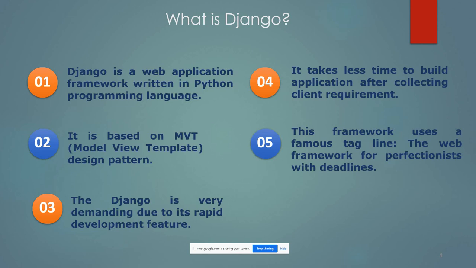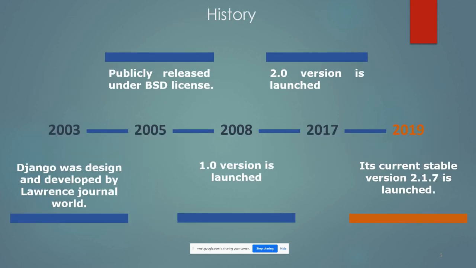Maximum web applications, maximum people are changing their previous versions to Django. Earlier they were implemented using PHP or .NET, but now they are looking for Django. And when it comes to history, which we already discussed, we have different versions, and now the latest version is 2.1.7, which was launched in the year 2019.